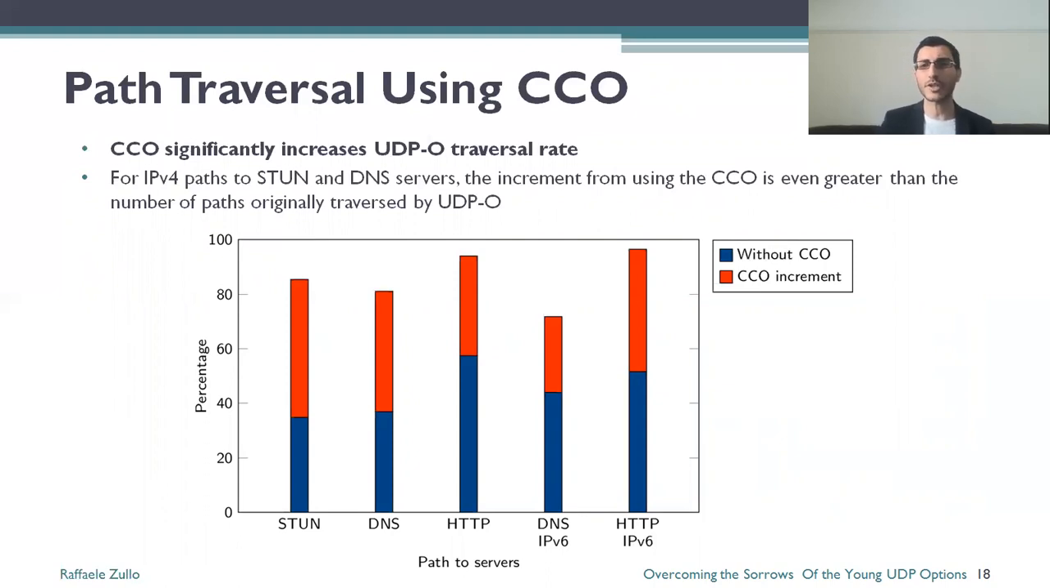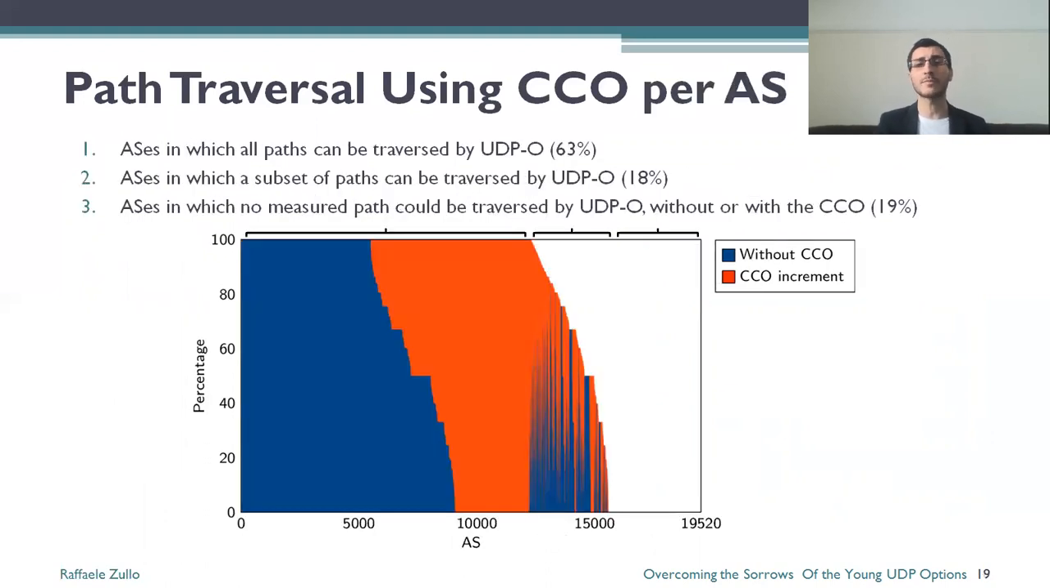And for the first two categories, IPv4 paths to Stone and DNS servers, we can also see that the increment due to CCO is even greater than the number of paths originally traversed by UDP options. We have done this analysis also on a per AS basis. We can see the percentage of paths traversed by UDP options without and with CCO.